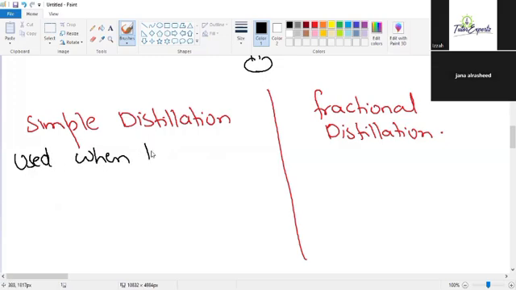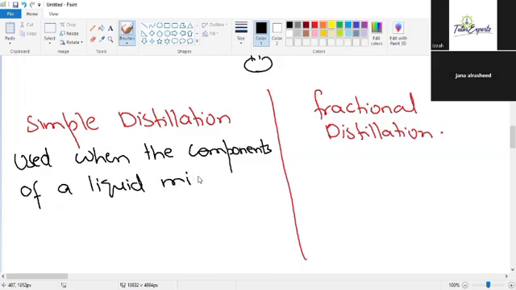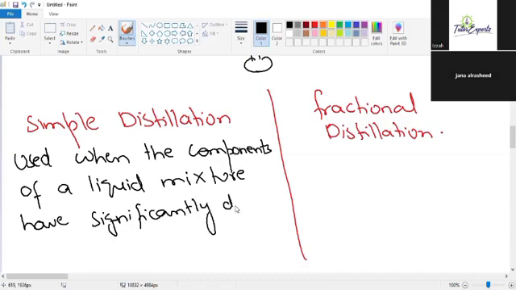So I'd say simple distillation is used to separate liquids by means of boiling point, just by boiling, and there is a huge difference between the boiling points. But fractional distillation is when I'm separating a liquid mixture with very close boiling points. Okay, good.